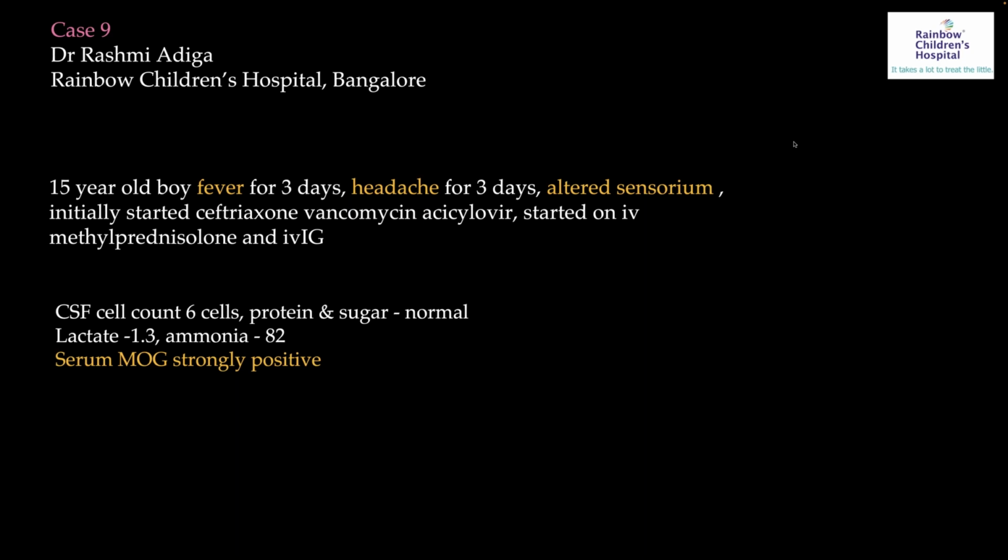So we did CSF analysis, started him on ceftriaxone, vancomycin, acyclovir, and the CSF showed 6 cells, protein and sugar were normal. Following this, we also sent blood and CSF for autoimmune panel and MOG and NMOSD, and serum MOG came back strongly positive. So following that, we started him on methylprednisolone and IVIG. With methylprednisolone, we gave 5 days and then went on a gradual reduction regime.